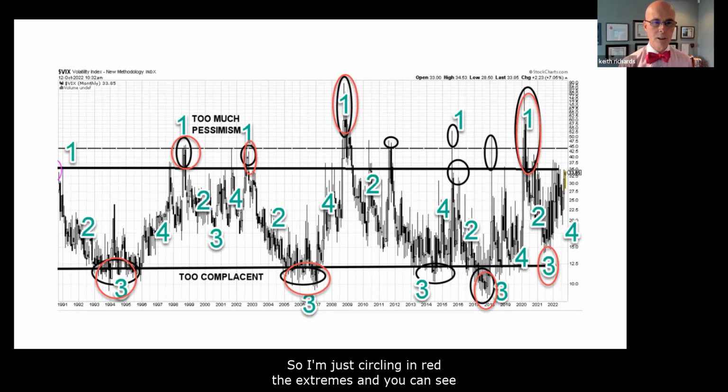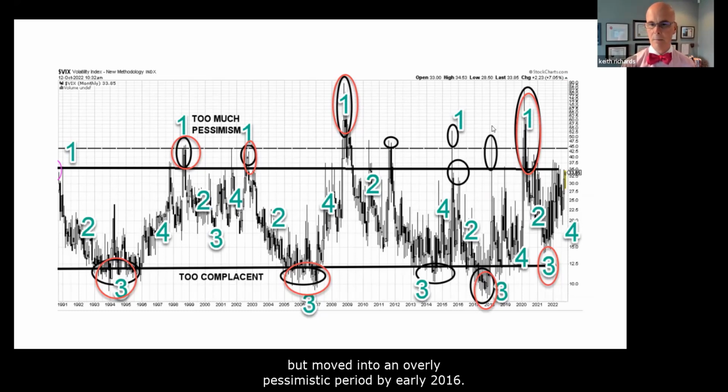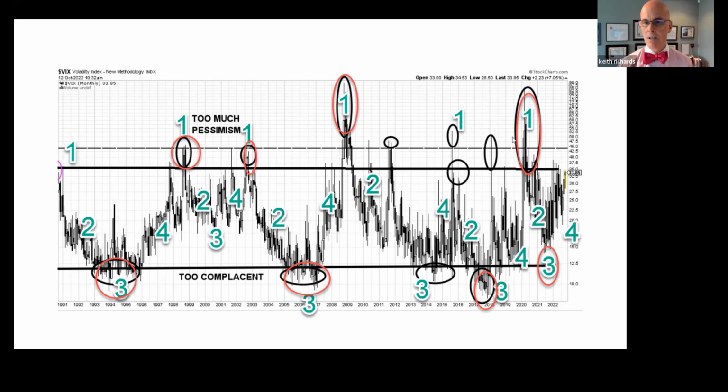So I'm just circling in red the extremes, and you can see we go through these extremes. You see in 2000, the tech sell-off, you got 2002, and even earlier than that, you got some pessimistic washouts, and then a bottom, and on it goes. Remember in 2016, people were very complacent coming into 2015-16, and then it washed out. And you can see the market, I didn't put a 1 here, but moved into an overly pessimistic period by early 2016.